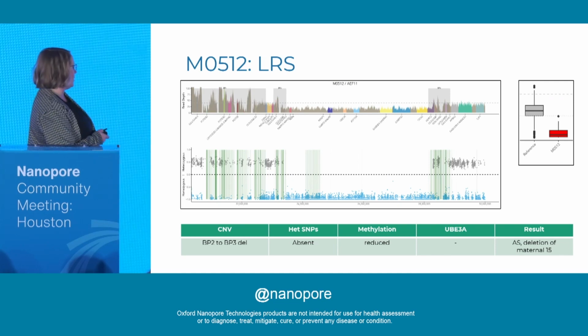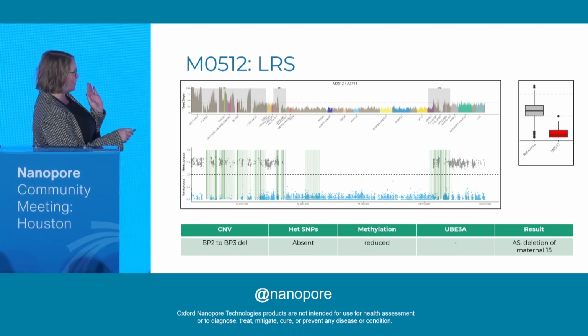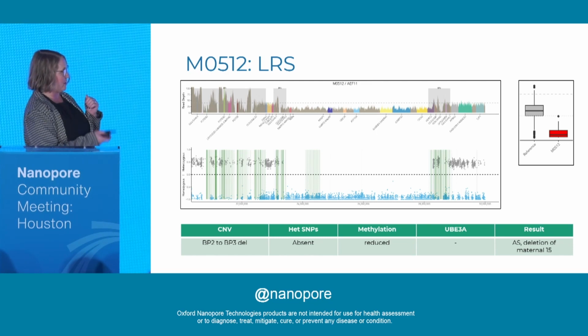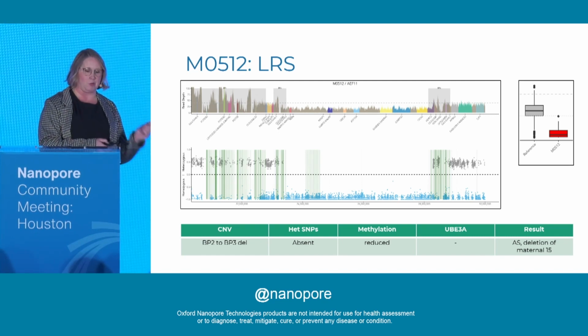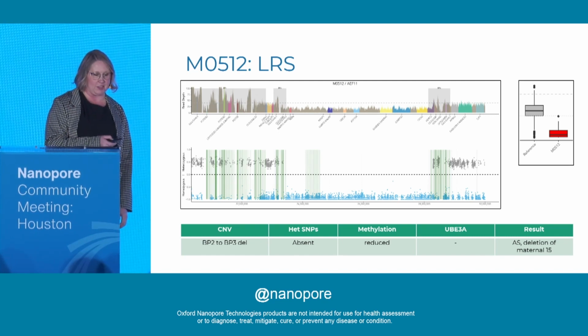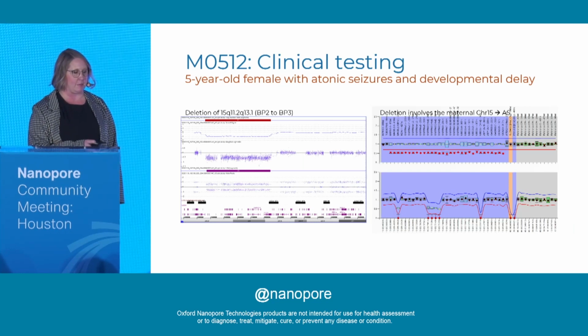All right, so in this next sample, hopefully you can appreciate there's a lower read depth between the BP2 and BP3 region. We have absence of heterozygous SNPs within that same region, and the methylation compared to the reference is reduced. So if we integrate that information, it would be consistent with Angelman syndrome due to a deletion of maternal chromosome 15. Again, this is from a clinical sample that we received in our lab.